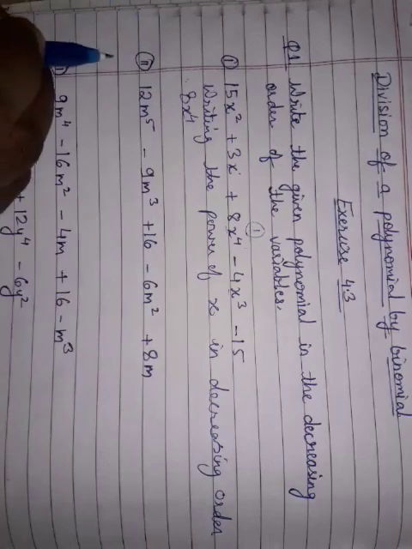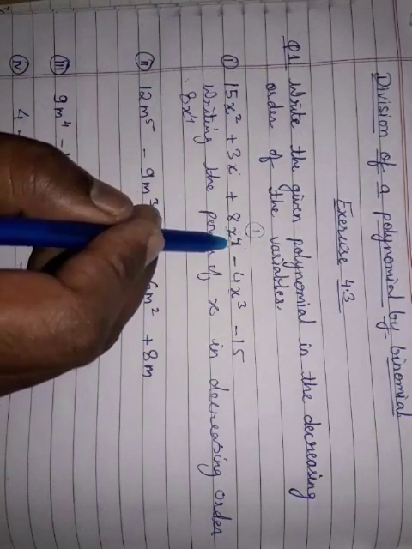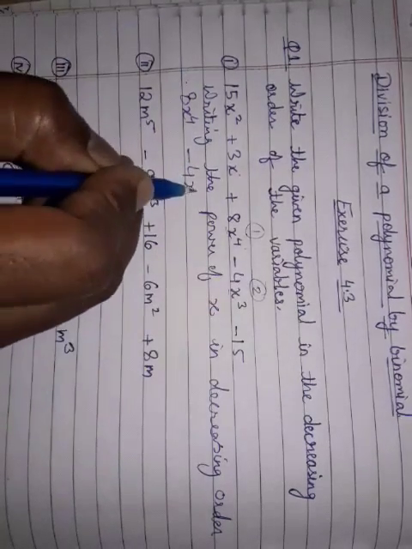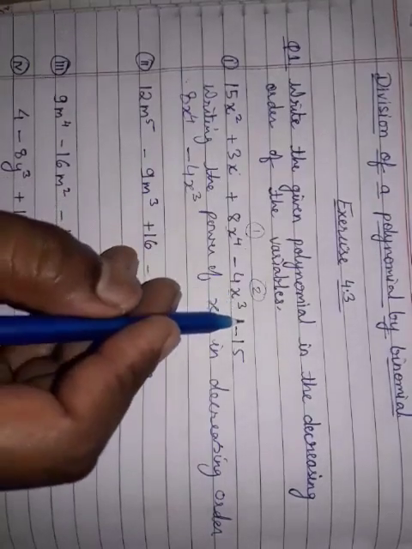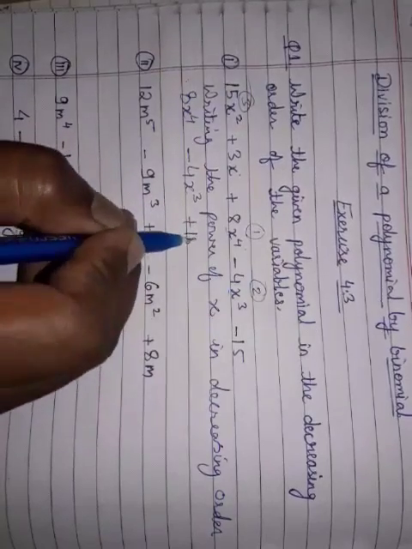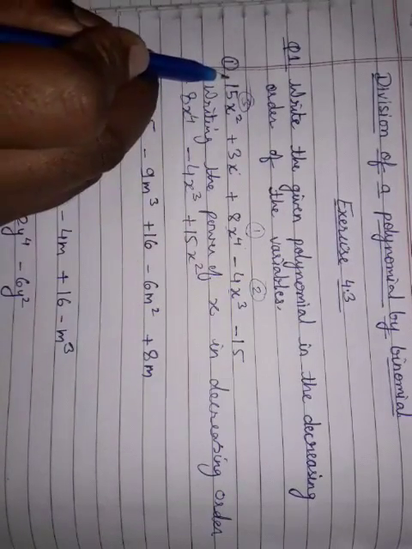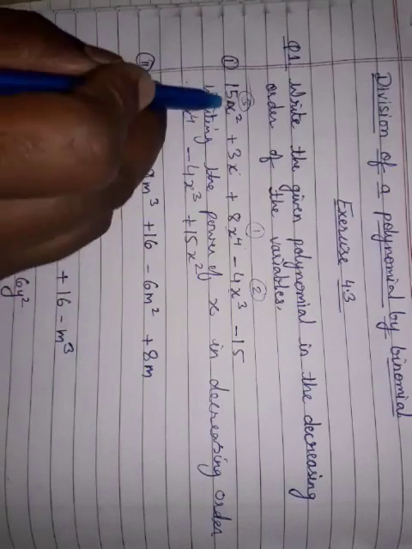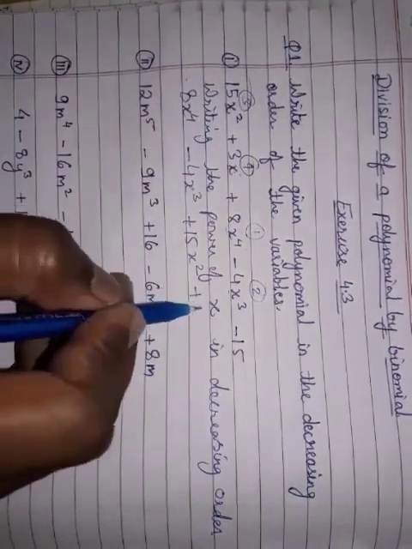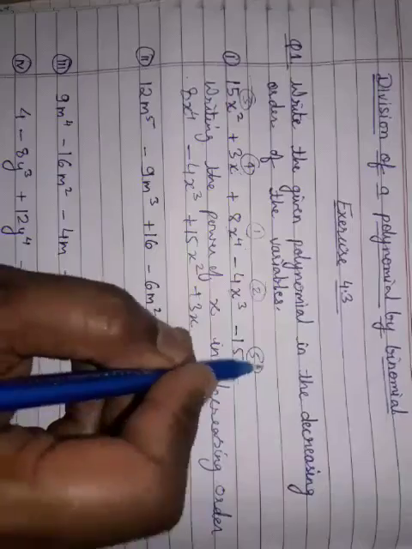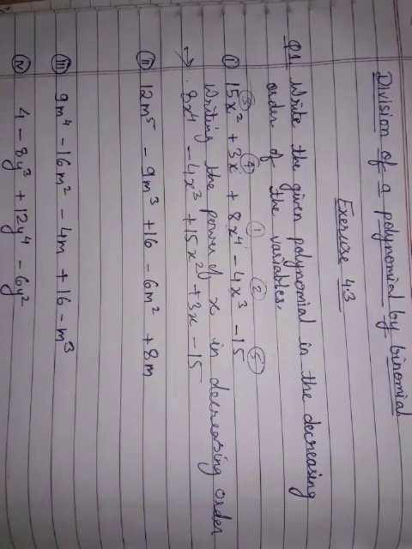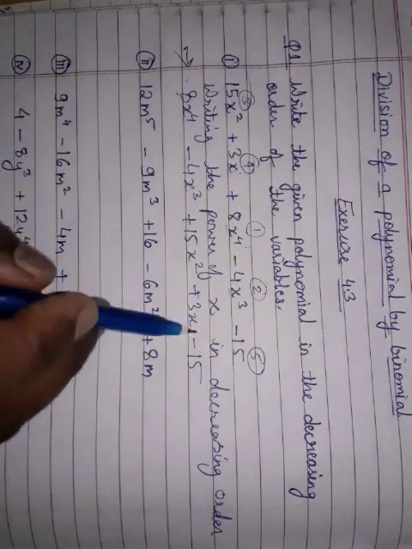Then the second one: after x power 4, obviously x power 3, this is our second term, minus 4x power 3. Then x power 2, this is our third term, plus 15x power 2. See, there is no sign, so what is the sign? Plus sign. Then x only, the fourth term is plus 3x. Then the fifth term is the number or constant, minus 15. This is our answer. We have arranged the variable in descending order.